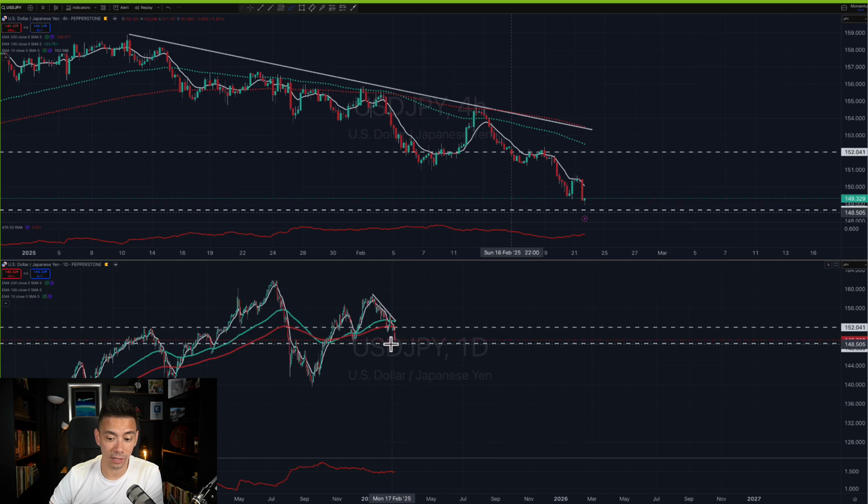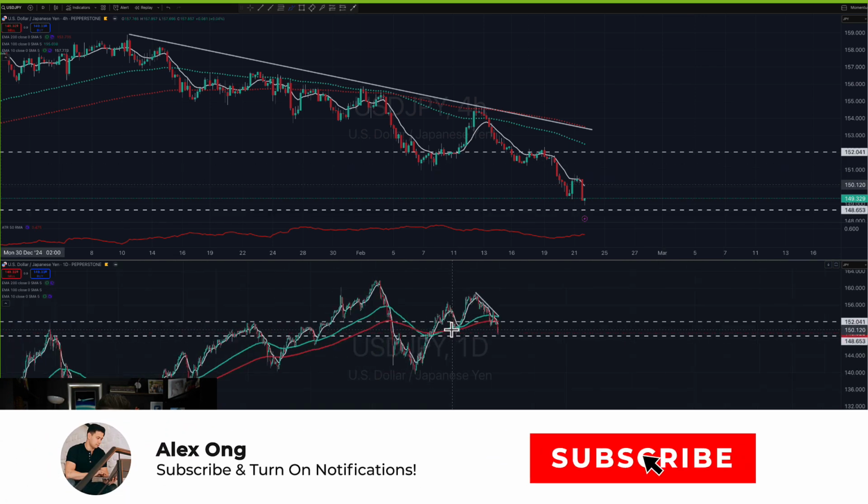But at this level over here, 148.50, if we were to break below that level, then we need to reassess the situation and say, well, actually, we don't necessarily want to be long at this level. Maybe we need to look at shorts or just come out of the market completely and look for the more obvious opportunities out there. So that's kind of my view on the markets for this week.